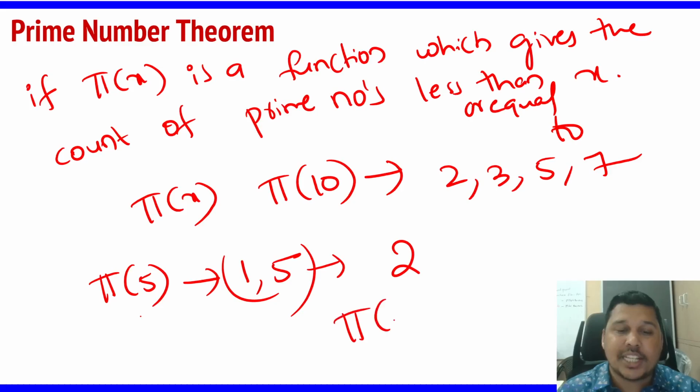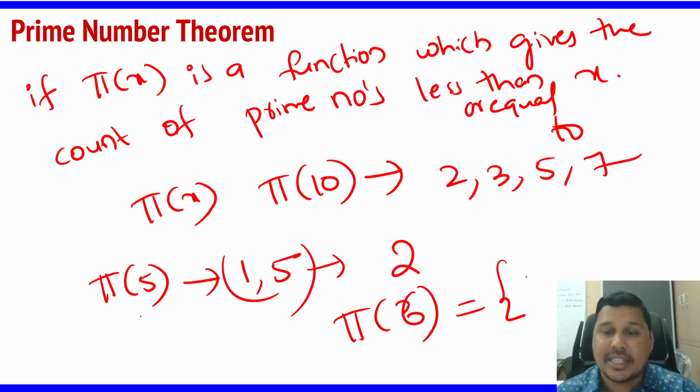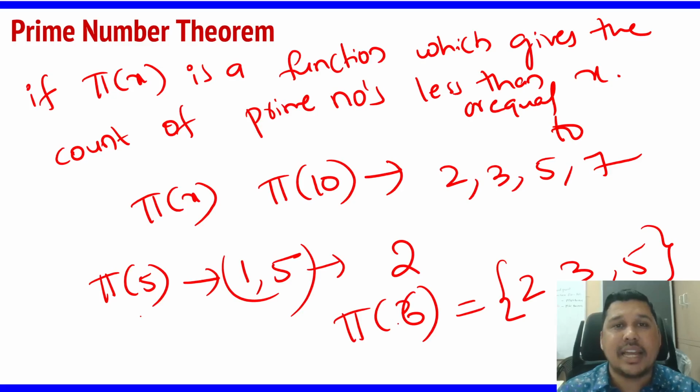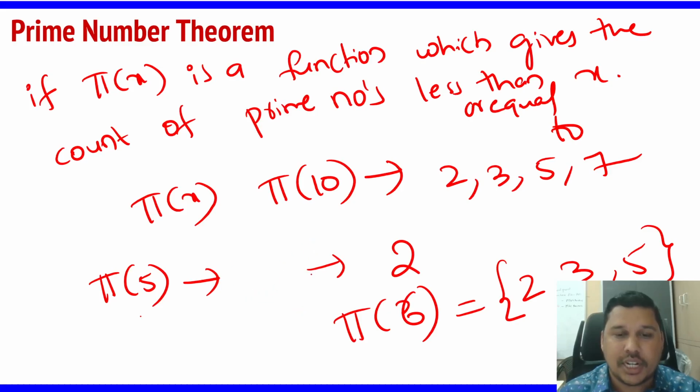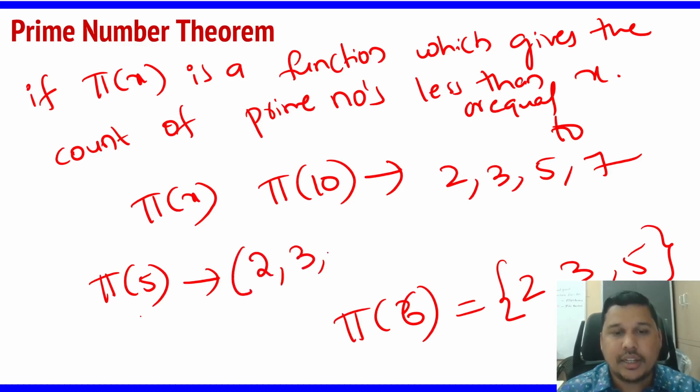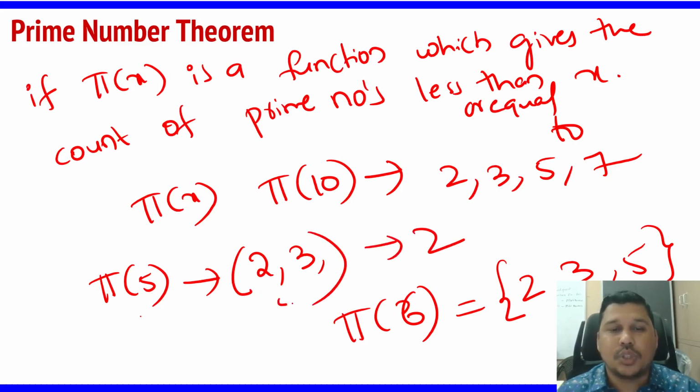Same way, if I ask you what is pi of 6, how many primes will I get here? Less than 6, we will be getting 2, 3, and 5 as the primes which are less than 6. Okay, so for pi of 5, it is 2 and 3, that's it, so it is 2, right? For 6, 2, 3, and 5, these 3 are the prime numbers.